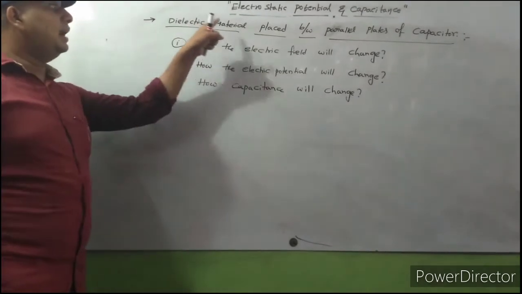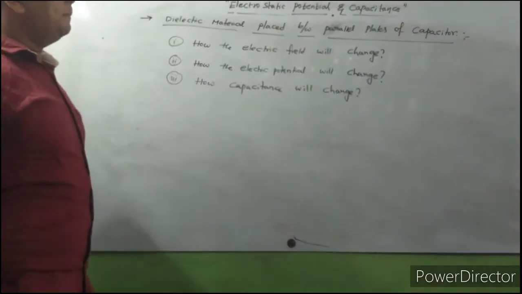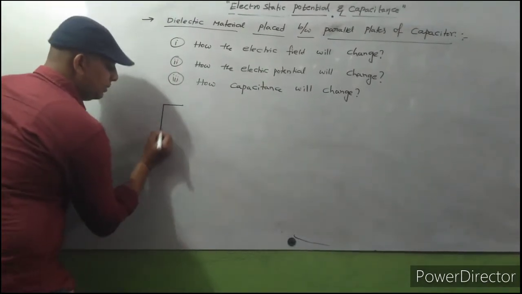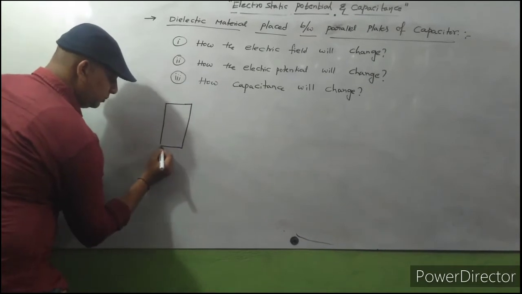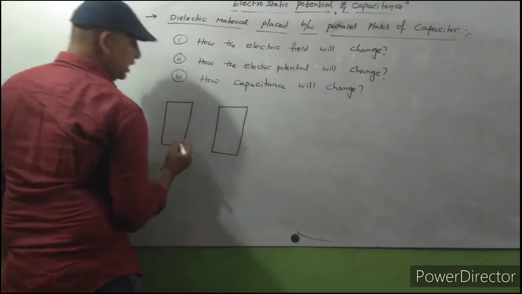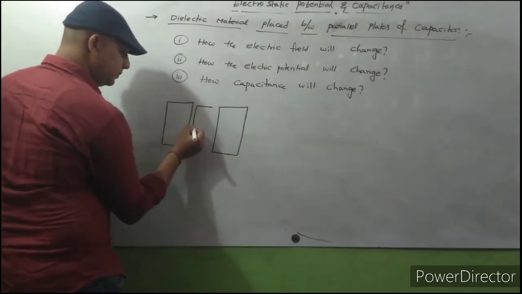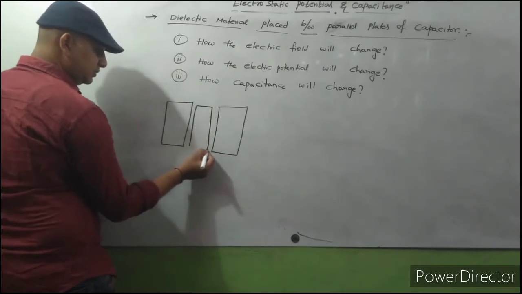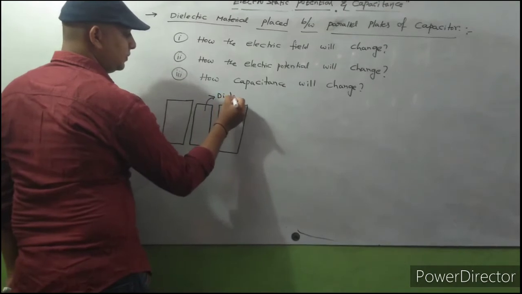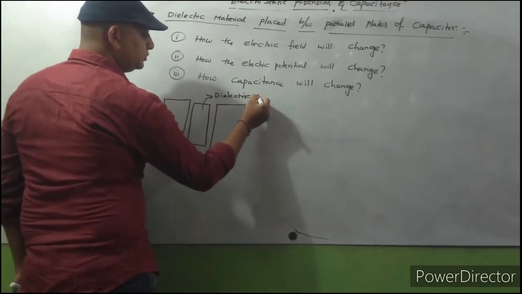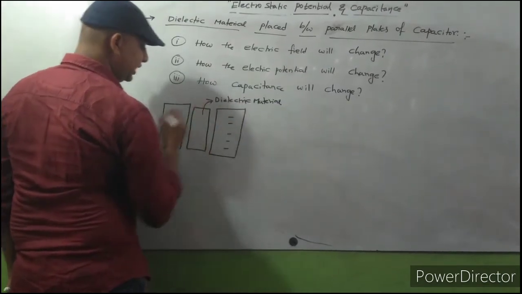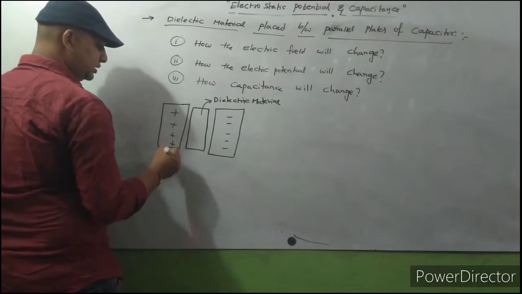Observe carefully. Dielectric material placed between parallel plates of a capacitor. For example, this is one plate and this one is another plate. We are placing some dielectric material. So this is some dielectric material. This is a negative charged sheet, and this is a positive charged sheet, I consider.